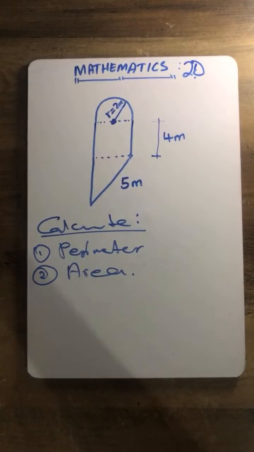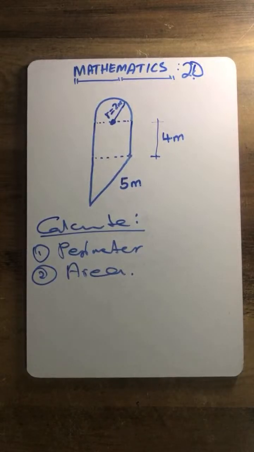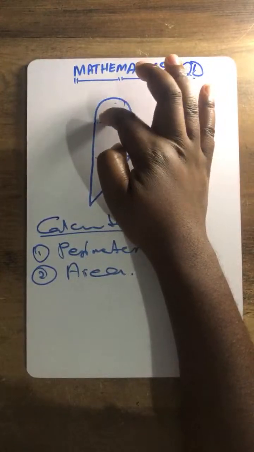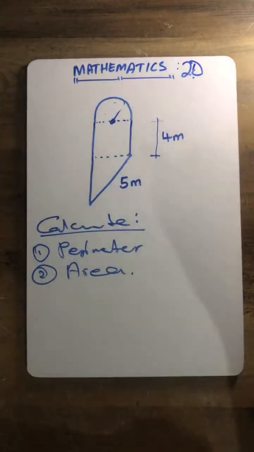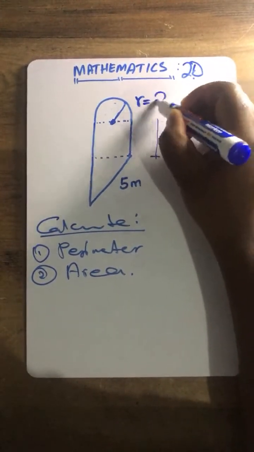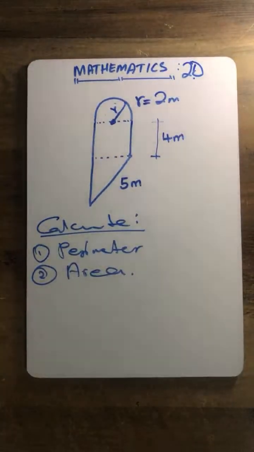What's the radius, say? The radius is 2. That radius there is 2. Maybe let me rewrite that so that it is clear. The radius is 2, r is equals to 2 meters. Yes. This is going to be an interesting question. I can't wait to see who's going to get it correct.